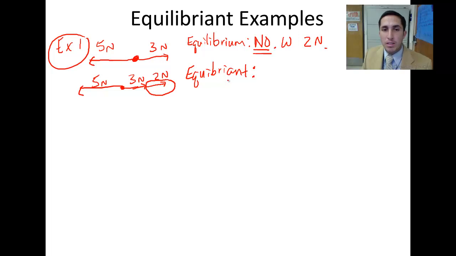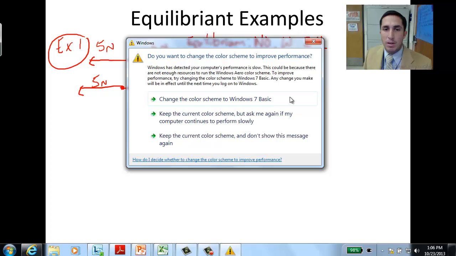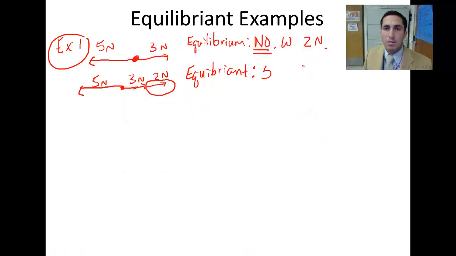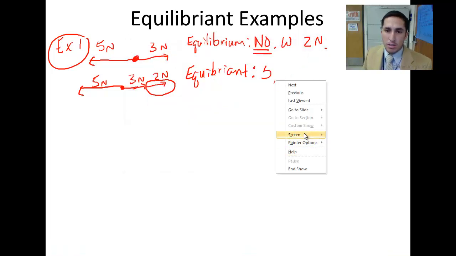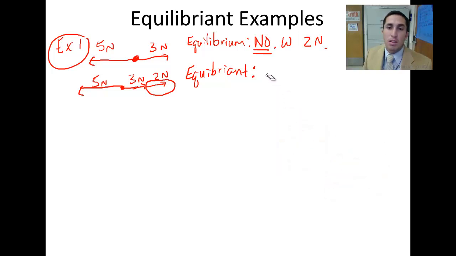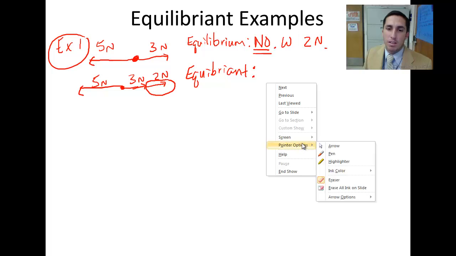So our equilibriant is going to be, ooh, I wrote a 5. Let me erase that. Sorry. Please bear with me. There we go. Yay, it's erased.